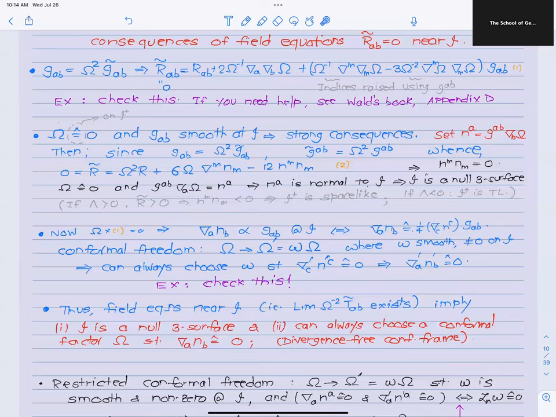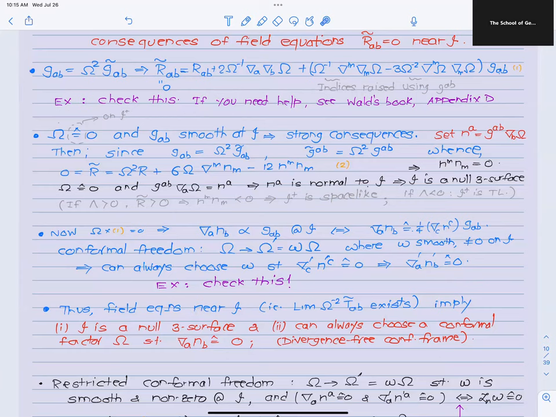Then, since g tilde AB is omega squared times g AB, upstairs g tilde AB is equal to omega squared times g AB. Therefore, if I put here g tilde AB and expand it out, I get this to be equal to omega squared times the scalar curvature, and here I get omega, and here I get omega. So you can see that if I take now at scri, where omega is equal to zero, I just get the condition that n dot n is equal to zero on scri, where n is just the gradient of omega. Omega is equal to a constant on scri, so n is normal to scri. And it says that the normal is in fact null. So scri is, therefore, a null hypersurface, since its normal is null.